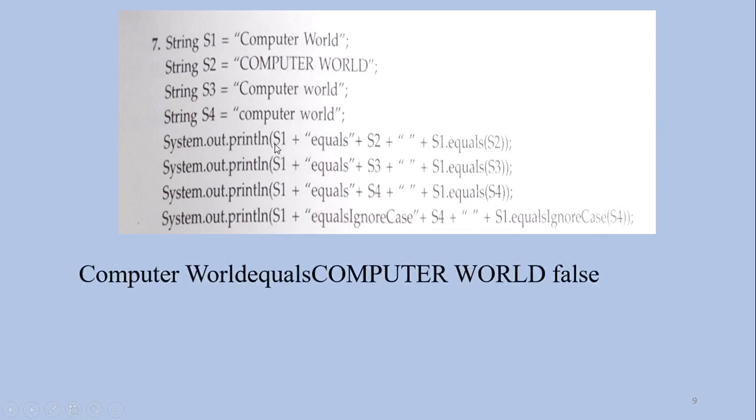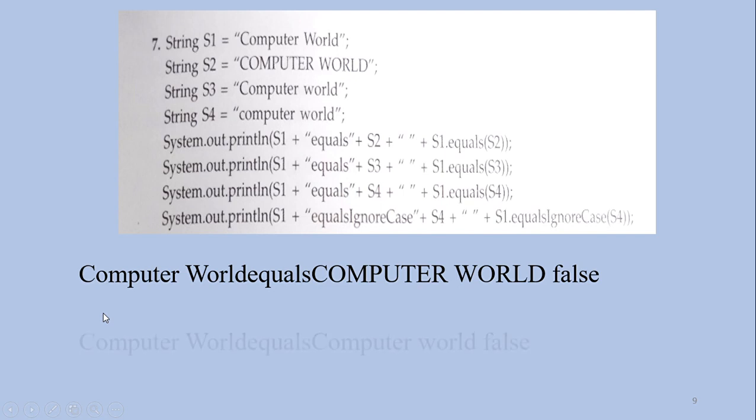You can see S1. S1 is computer space world. You can see computer space world. Clear? Plus concatenation joined with equals. So you can see here there is no space between world and equals. Plus S2. What is in S2? Computer space world capital letter. But you can see here again there is no space. Computer space world. Then they have given you a space here. This space is what is given here after world. Then S1 dot equals S2. Are they the same? No. So your answer becomes false.